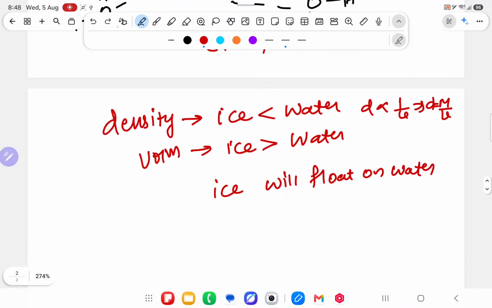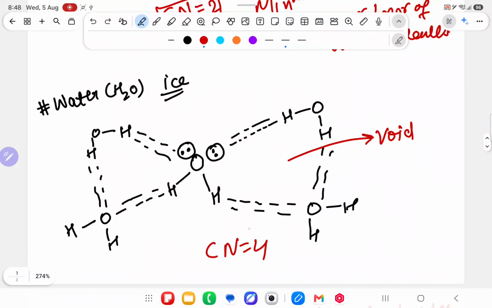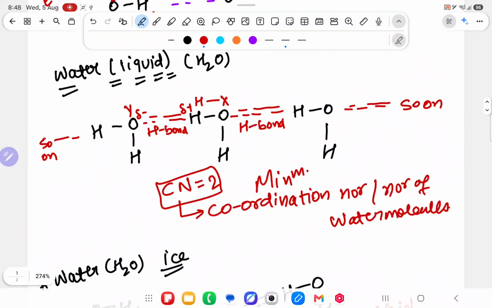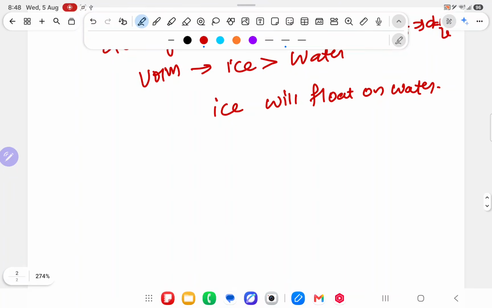So the first type of question they will ask: how many water molecules are required to form ice? 4, that is coordination number 4. How many water molecules are required in liquid water? Liquid water has hydrogen bonds with 2 molecules required, coordination number 2. And why does ice float on water, understood? And whatever example I am going to take, more than that example you don't have to study for hydrogen bond. The examples are fixed.